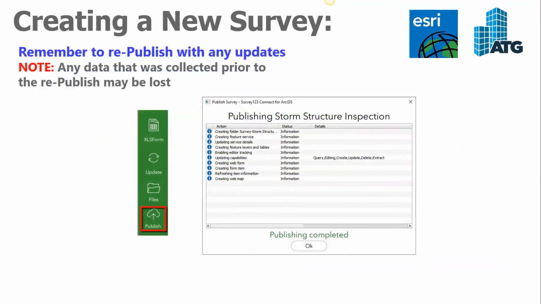Anytime I add information to my survey in the desktop app after I've already published, I need to come in and republish. It does not automatically update.